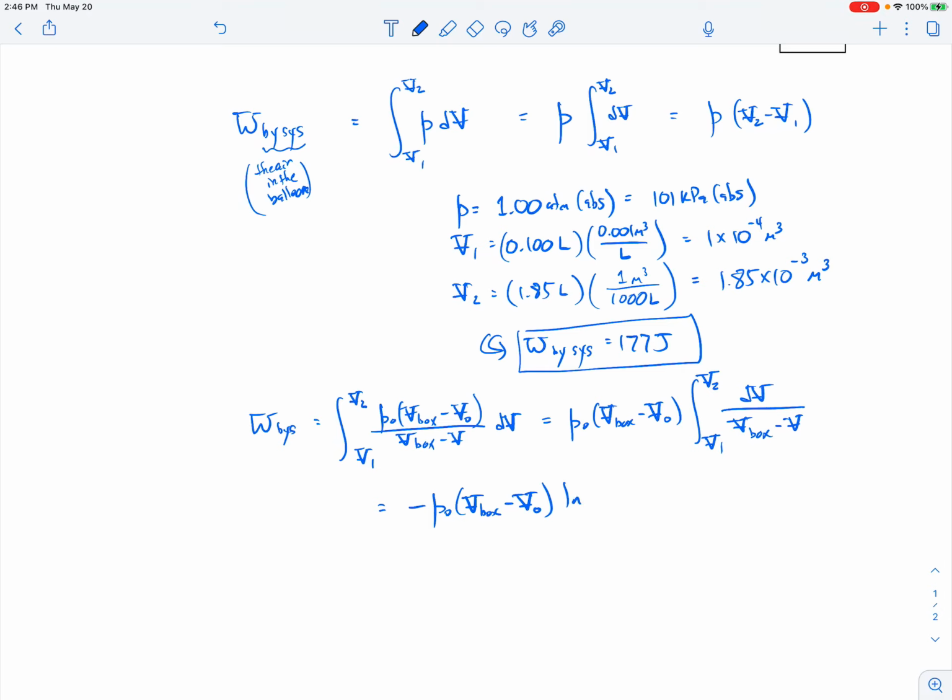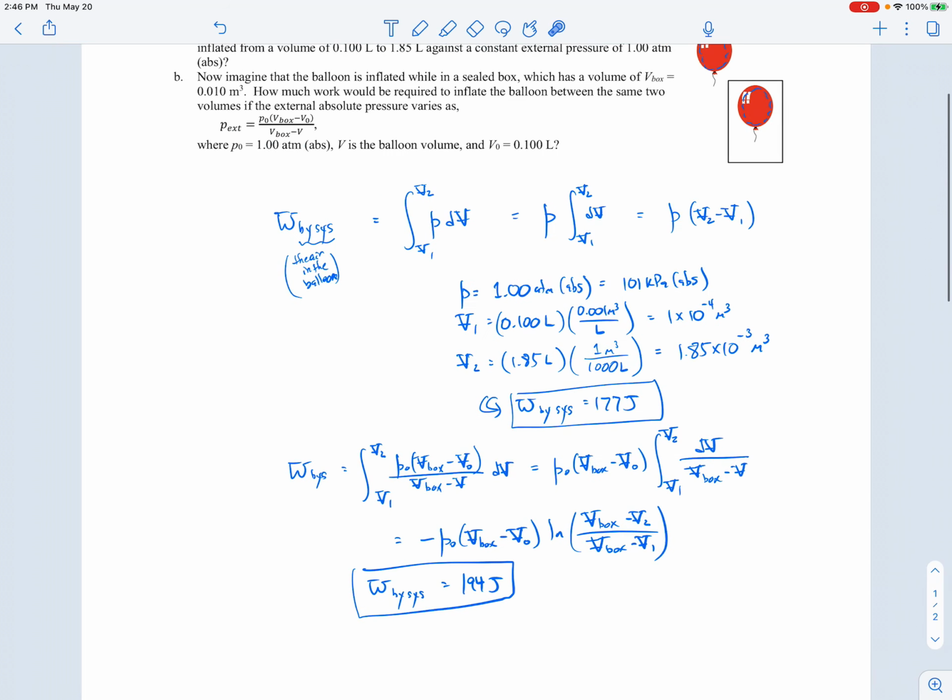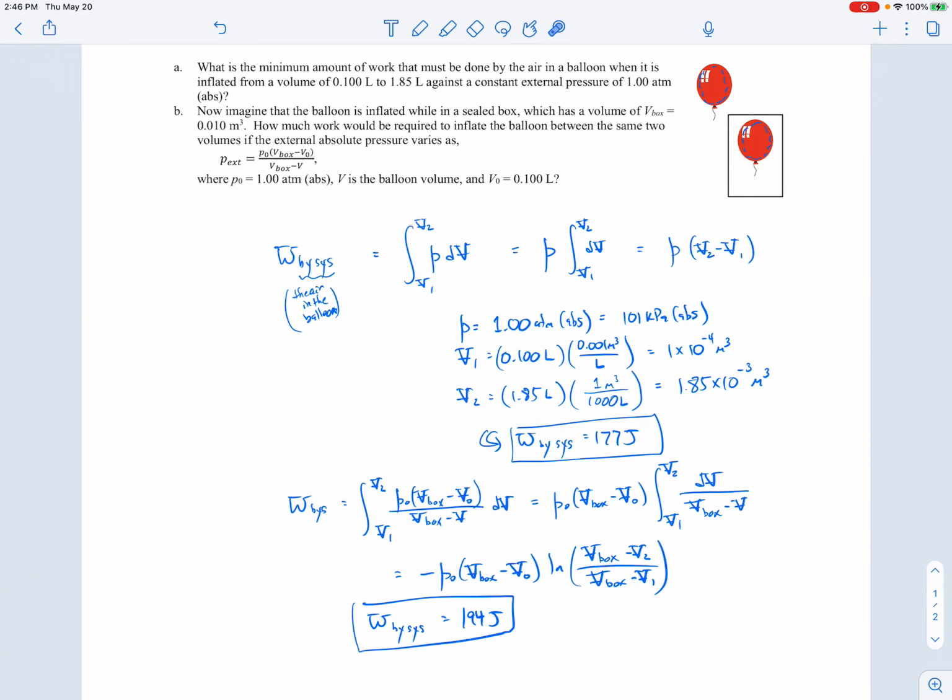It's the natural log of V box minus V2 all over V box minus V1. Okay, and then we can go ahead and plug the numbers in. I won't write out all the numbers here, but when you solve it all out, the work done by the system in this case comes out to be 194 joules. So it's a little bit larger than here, right? So when the balloon is inside the box, the work is a little bit larger.